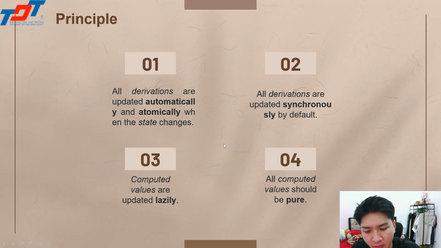Next, we're gonna learn about principles. So the first thing we can investigate is number one. The derivations are updated automatically when the state changes.